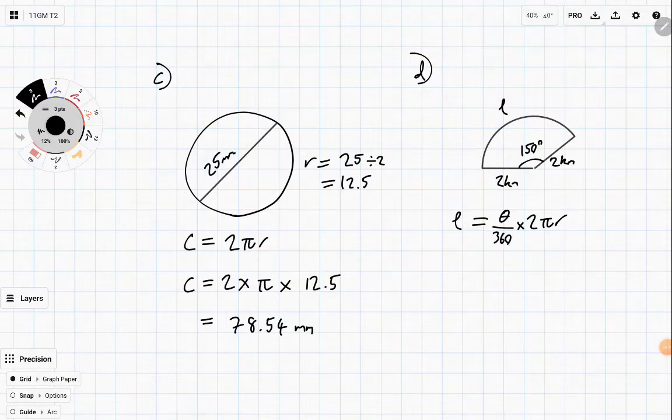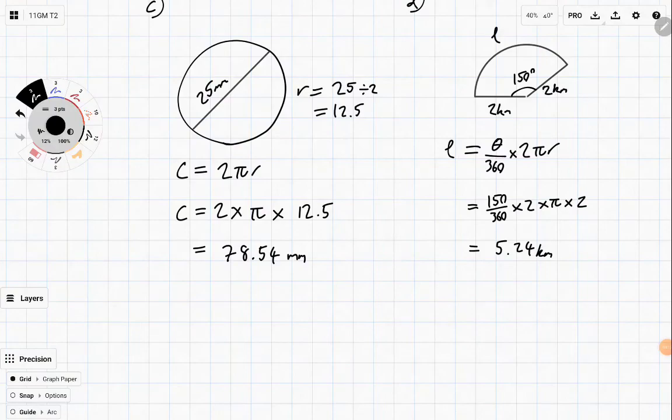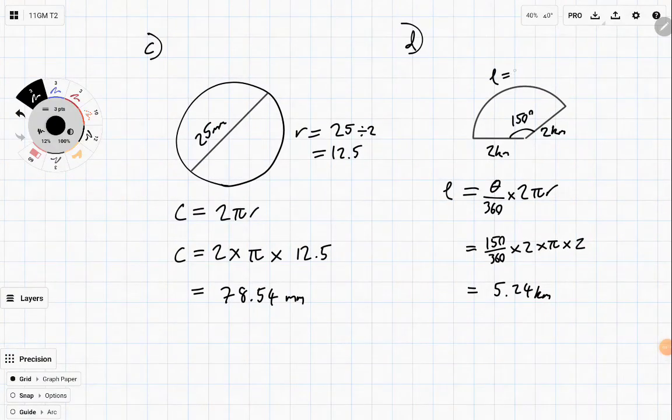So in our particular case, we have 150 over 360 times 2 times pi times the radius, which is 2 kilometers. And we can work this out to be 5.235, which as well we're going to round up to 5.24 kilometers. But that's not what we're looking for. That was just this one length. So the total perimeter is equal to S of S. It is going to be 5.24 for the curvy bit plus 2 kilometers for the straight bit plus another 2 kilometers for the other straight bit, which gives us 9.24 kilometers. And that is perimeter.